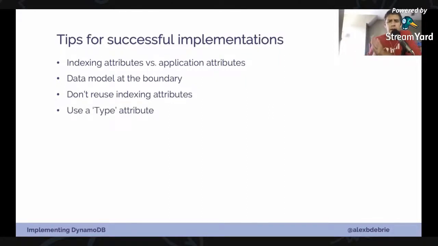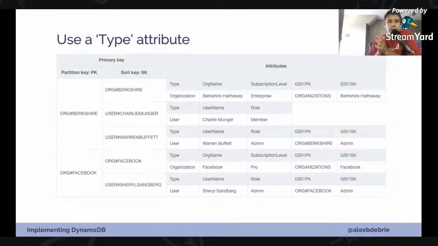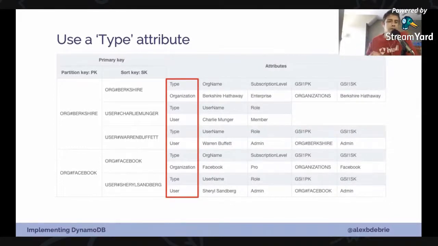The fourth tip I have for you is on every single item, add a type attribute that indicates the type of item that it has. So if you look at this here, I've got the organizations and the users there, and on every single one, I'm adding this type attribute. You can see some are of type organization, some are of type user. This is going to help you for a few different reasons.